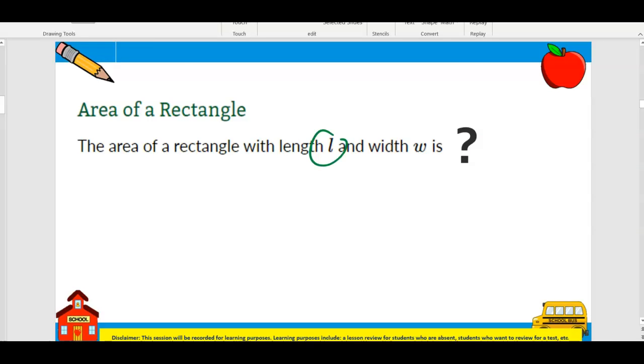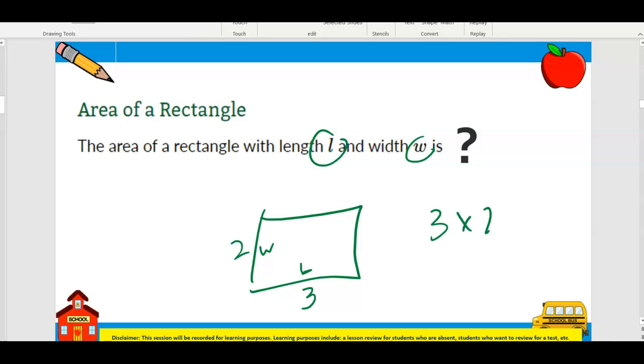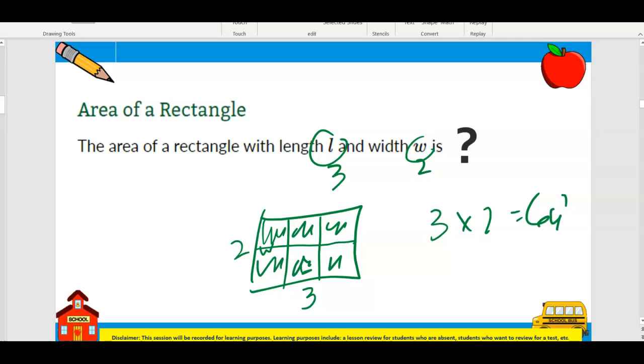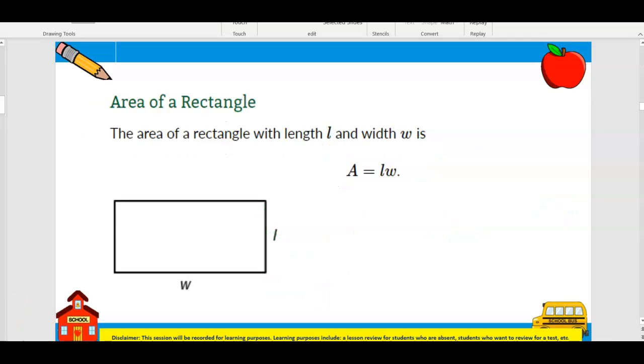So we usually do length times width. That's the formula. Say the length of this is 3 and the width is 2. We just do 3 times 2, which equals 6. We didn't put the squares in, but if you did, it would look like this: 1, 2, 3, 4, 5, 6. Units squared. 6 square units. So this is kind of old school.